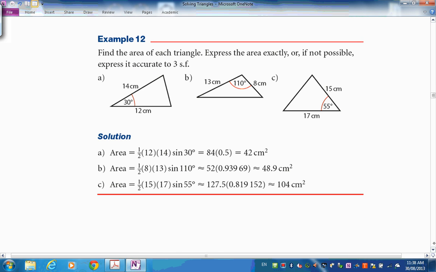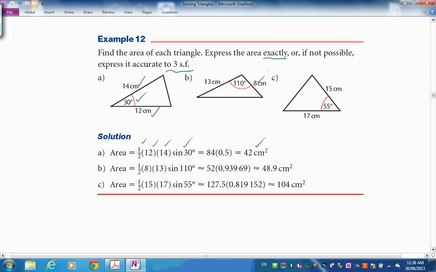Find the area of each triangle, express the area exactly, or if not possible, to 3 significant figures. That's what the IB says at the beginning of their exams. So, what have we got? We've got 2 sides and this included angle, so it's half the product of 2 sides, sine of the included angle, and we can do it exactly.